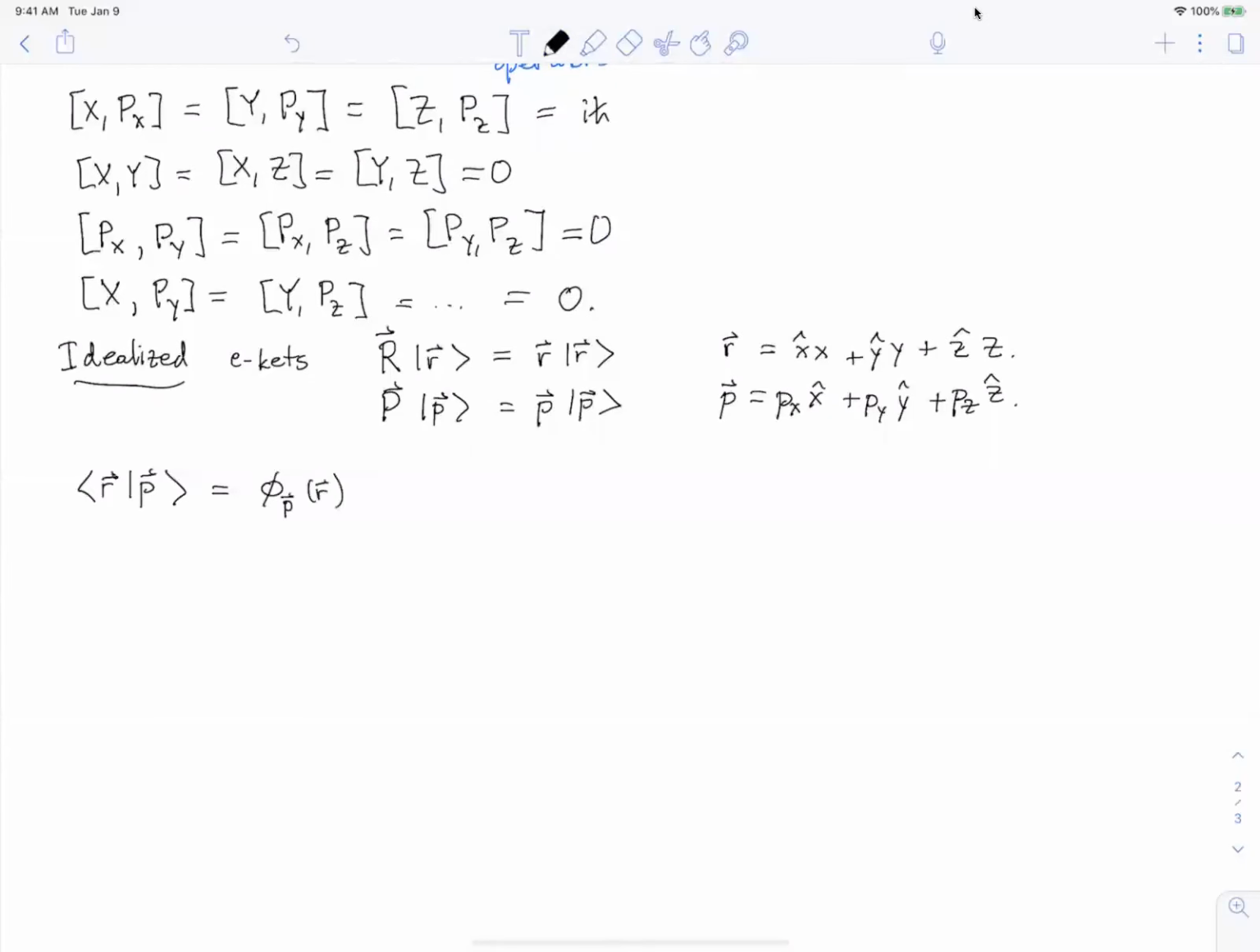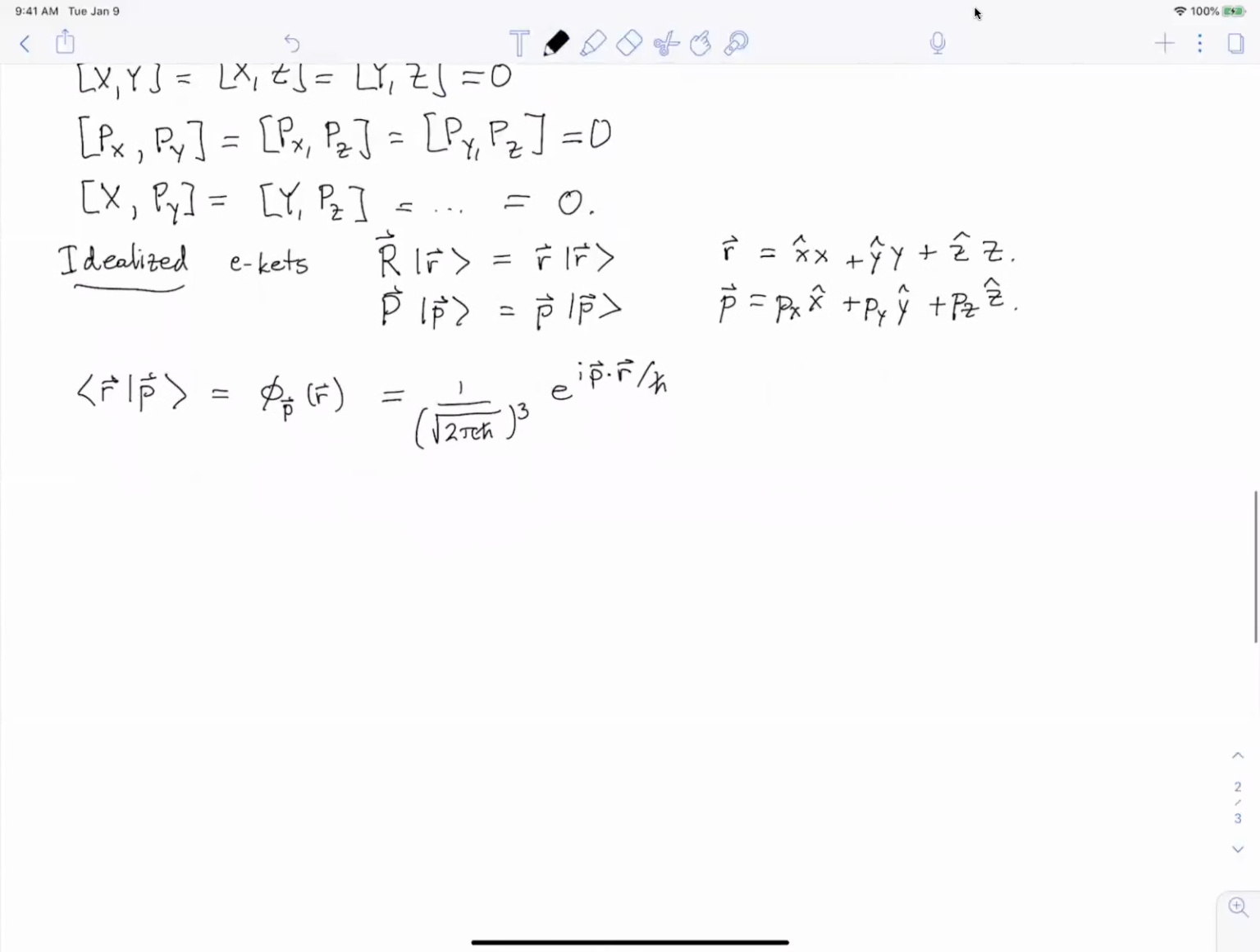It's a function of r, it's a wave function. And it's just the product of the three one-dimensional ones. So there's a 1 over square root of 2 pi h bar, but now it gets cubed, times e to the i p dot r divided by h bar. That's just the product of the three exponentials.